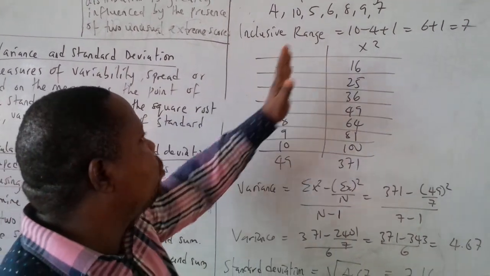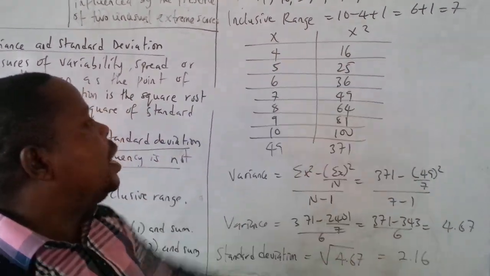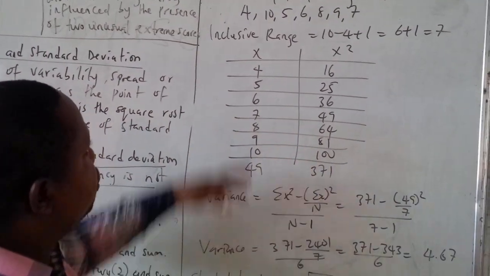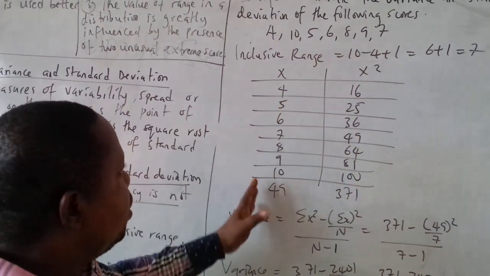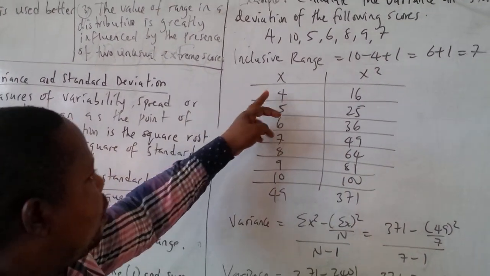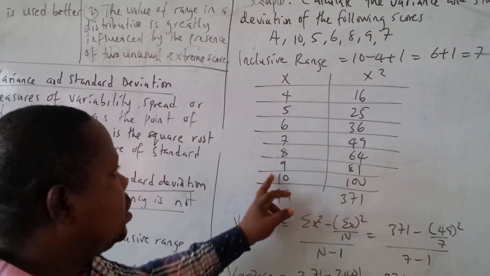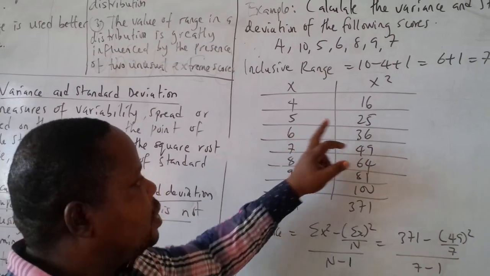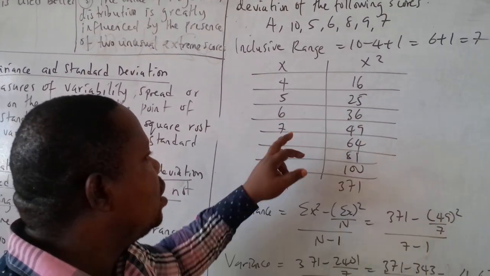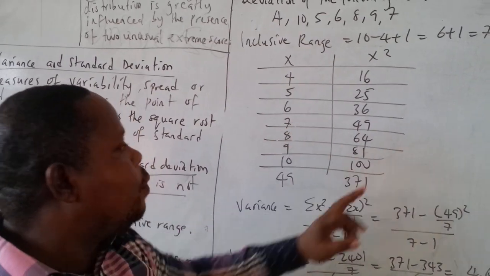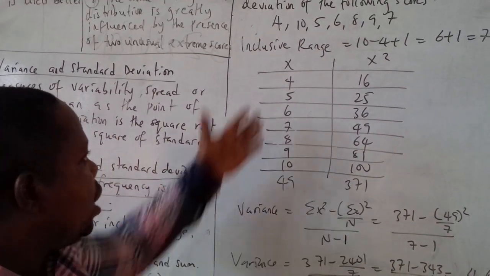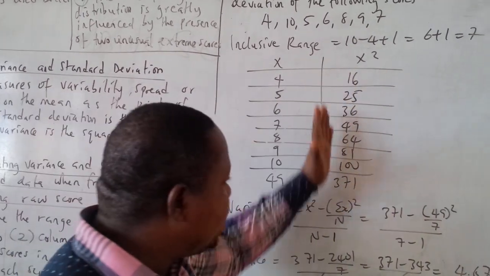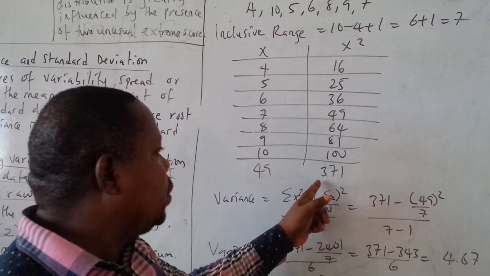Now, you form 2 columns. Here is score, here is square of each of the scores. Now, these scores in the distribution have been arranged in ascending order of magnitude: 4, 5, 6, 7, 8, 9, and 10. The square of 4 is 16, square of 5, 25, square of 6, 36, square of 7, 49, square of 8, 64, square of 9, 81, square of 10, 100. Now, if you add the scores together, it will give you 49. If you add the squares together, it will give you 371.